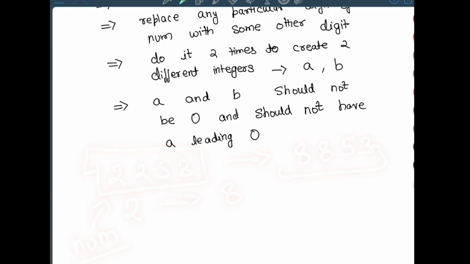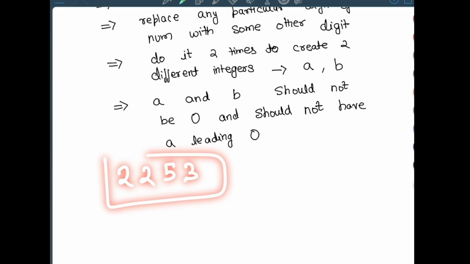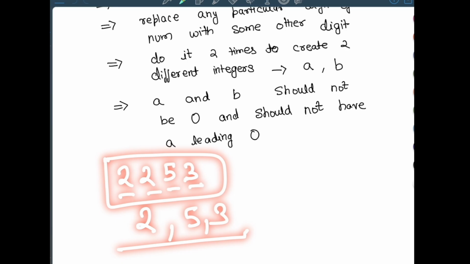What are digits? Digits are 0, 1, 2, up to 9. So if the given input num is 2253, you just need to pick any one digit out of 0 to 9 from your given input num. Your given input num has digits 2, 5 and 3. It has 3 distinct digits, right? 2, 5 and 3, and the number is 2253. Let us say you pick the digit 2 and you replace it with 8. So this will become 8853.